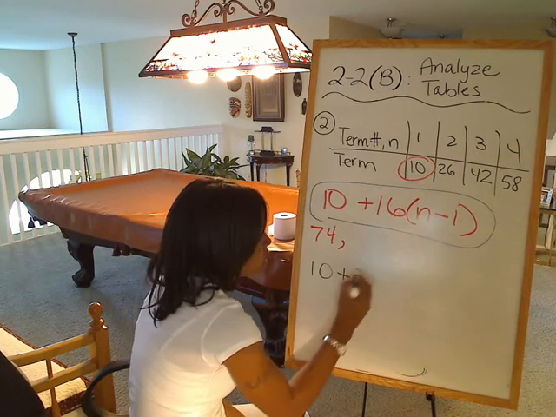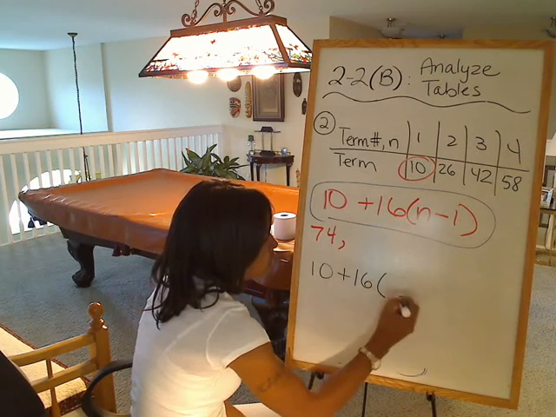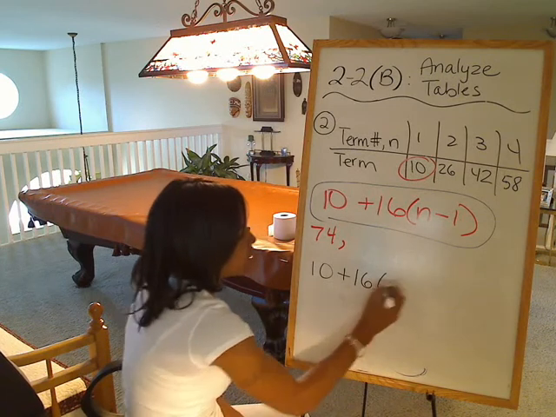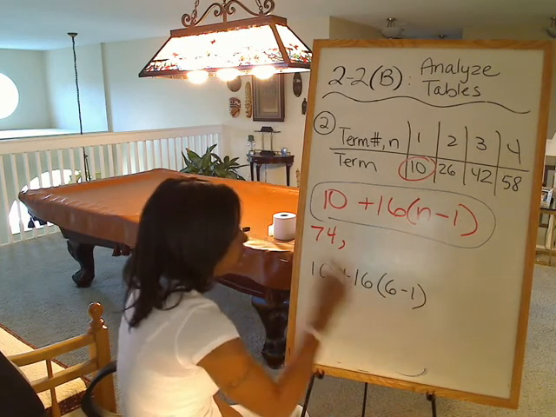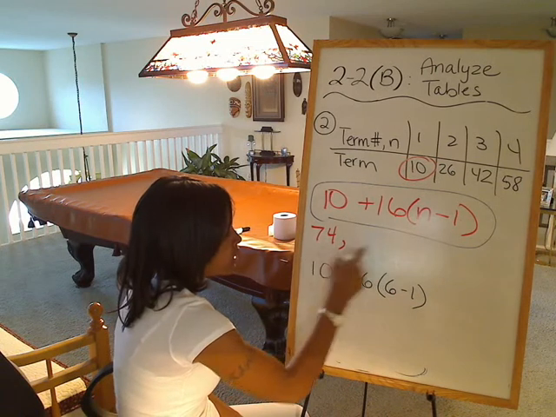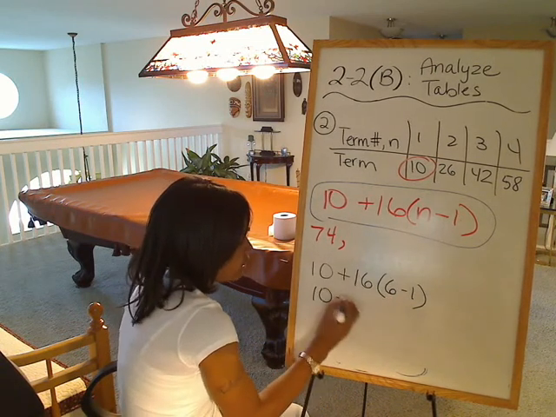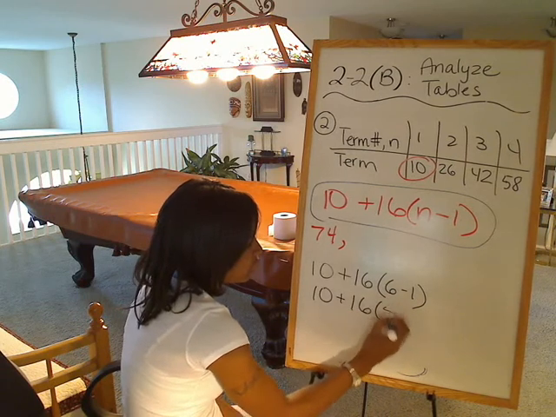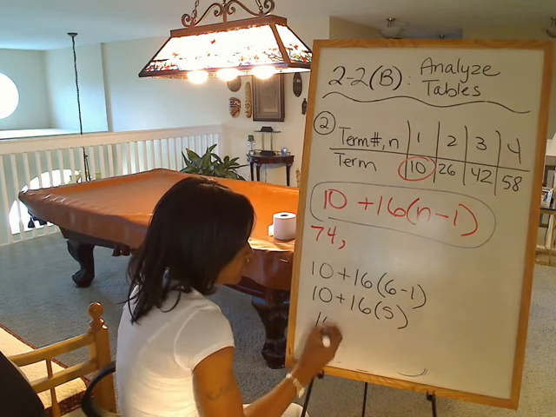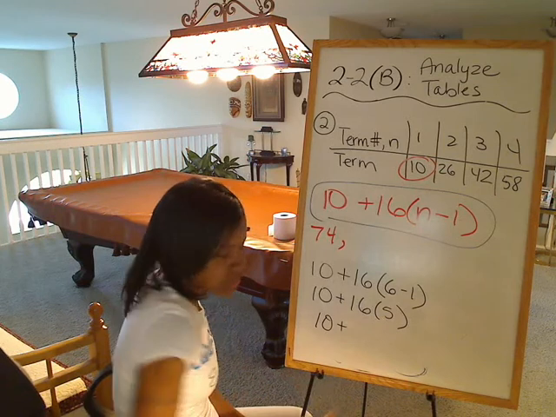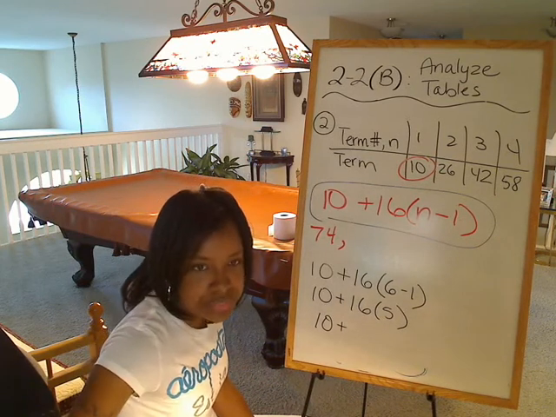10 plus 16 times, which term are we looking for now? The 6th term. This is the 5th one. Now we need the 6th and the 7th. So here's the 6th term. 10 plus 16 times 5. 6 minus 1 is 5. 10 plus 16 times 5, I'm not sure what that is.